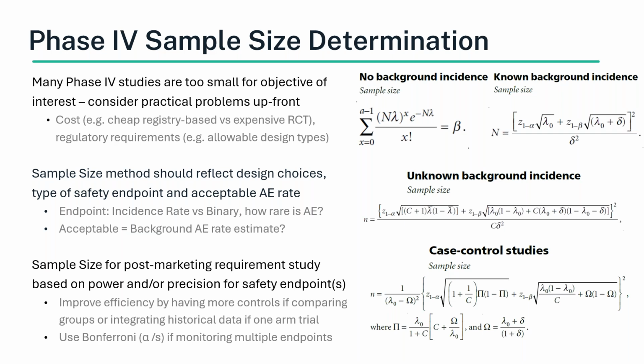And we should think then, because phase 4 trials are going, if you're looking at something like a rare event, large sample sizes may become quickly very impractical or very expensive. How could we improve the efficiency?